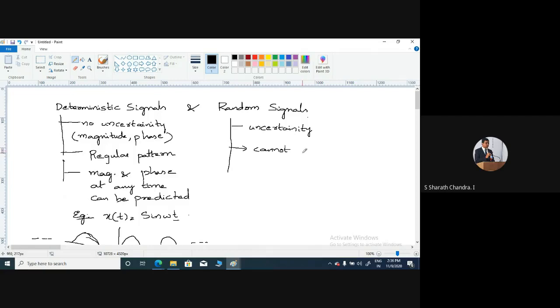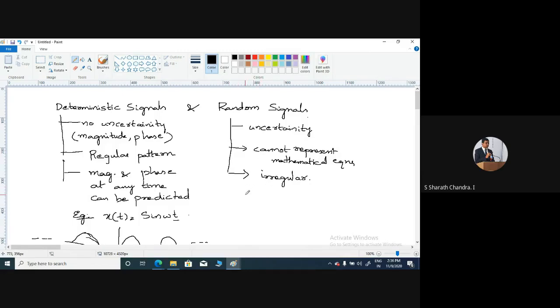They cannot be represented by efficient mathematical equations which say the exact nature of the signal at any given time. Similarly, the pattern of such signals is also quite irregular, and its amplitude and phase at any time instant cannot be predicted in advance.